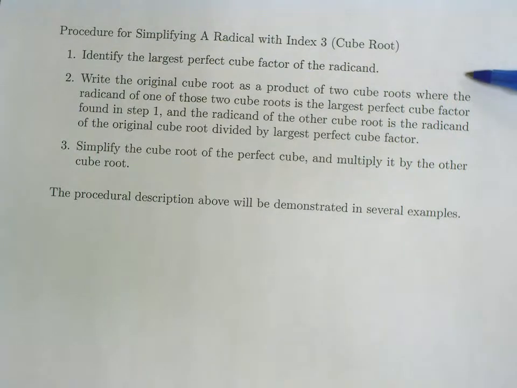So in step 1, we identify the largest perfect cube factor of the radicand. And then we write the original cube root as a product of 2 cube roots, where the radicand of one of those 2 cube roots is the largest perfect cube factor found in step 1, and the radicand of the other cube root is the radicand of the original cube root divided by the largest perfect cube factor. Then in step 3, we simplify the cube root of the perfect cube and multiply it by the other cube root.